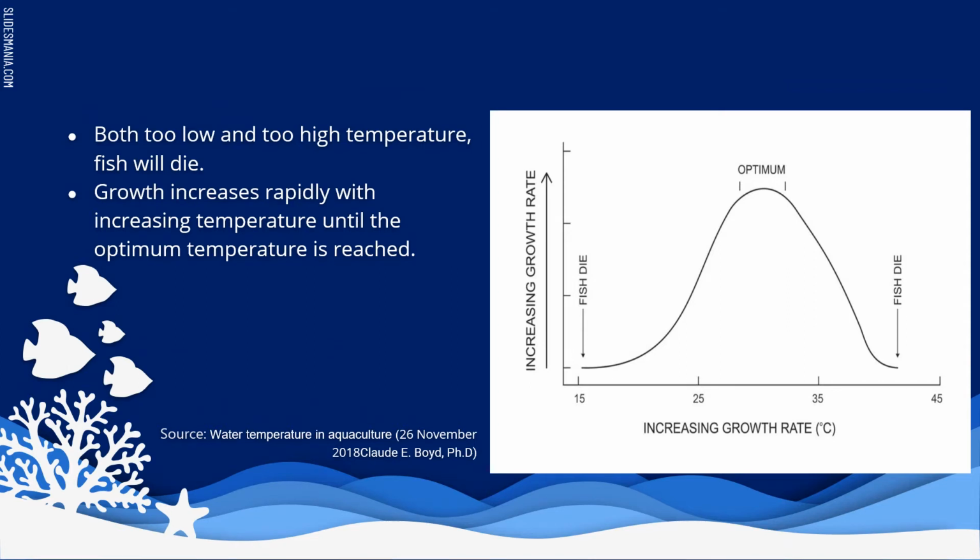The graph shows that fish will die at the low temperature, and at a slightly higher temperature fish can live, but they do not grow very much, and at the central temperature, growth will increase rapidly with increased temperature until the optimum temperature is reached. As temperature rises beyond the optimum temperature, growth will slow, and fish will die if the increase continues.